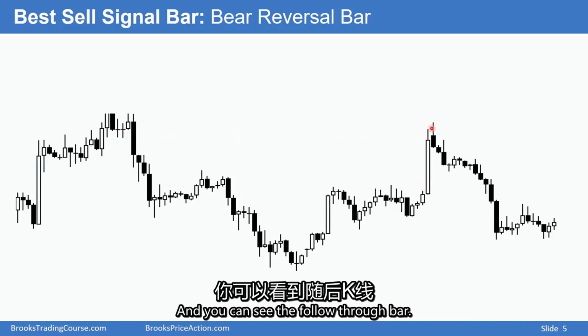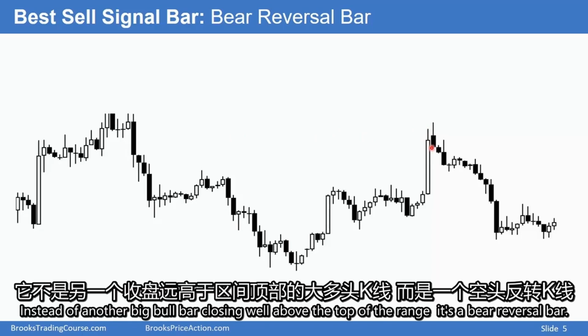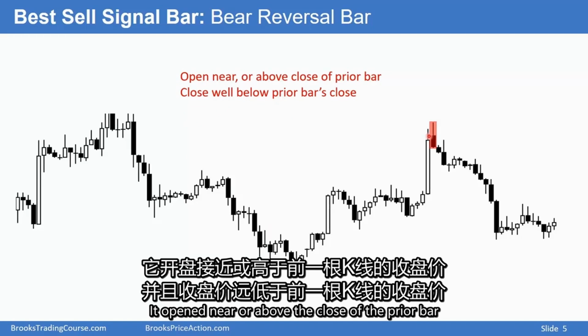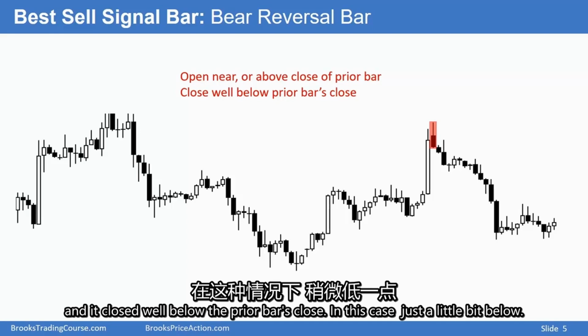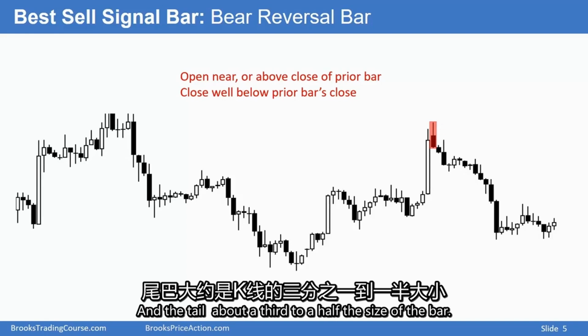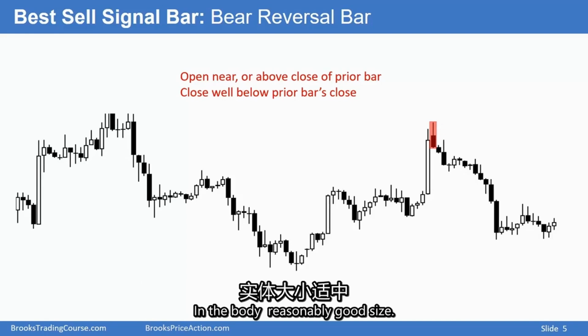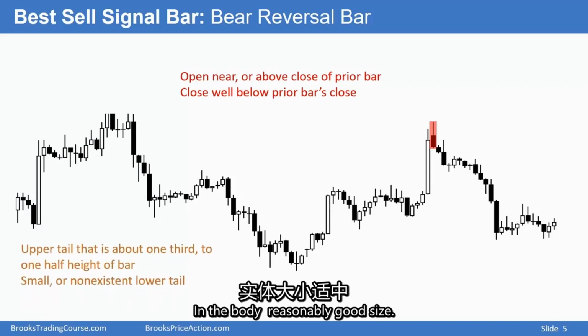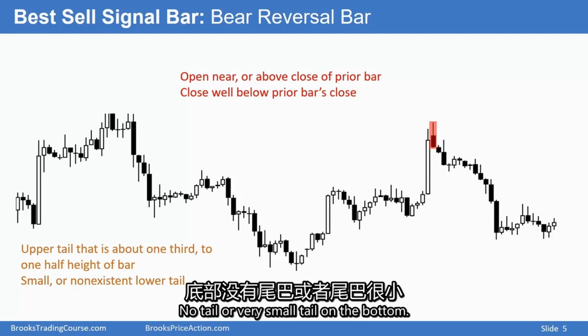And you can see the follow-through bar. Instead of another big bull bar closing well above the top of the range, it's a bear reversal bar. It opened near or above the close of the prior bar, and it closed well below the prior bar's close, in this case just a little bit below, and the tail about 1/3 to 1/2 the size of the bar, and the body reasonably good size. No tail or very small tail on the bottom.